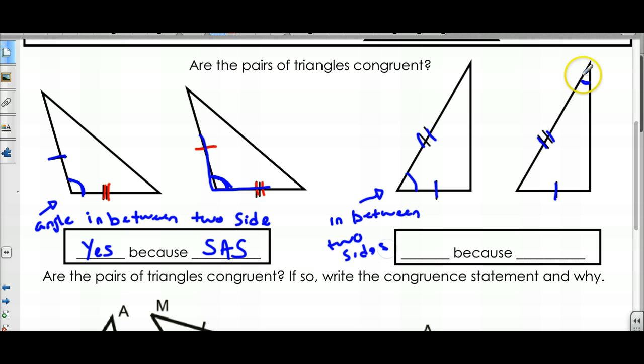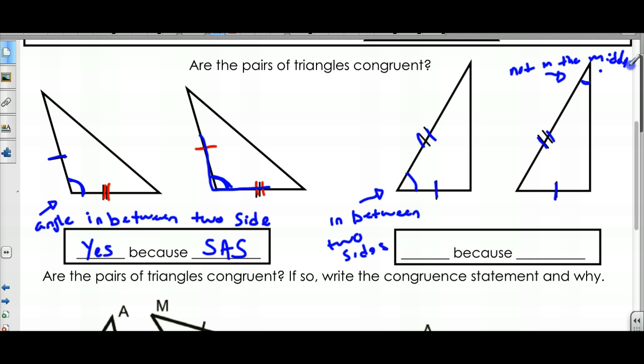But if I look at this one, this angle is not between these two sides, right? That would be right here. That would have to be right here to be in between. This one is not in between, all right? Not in the middle.